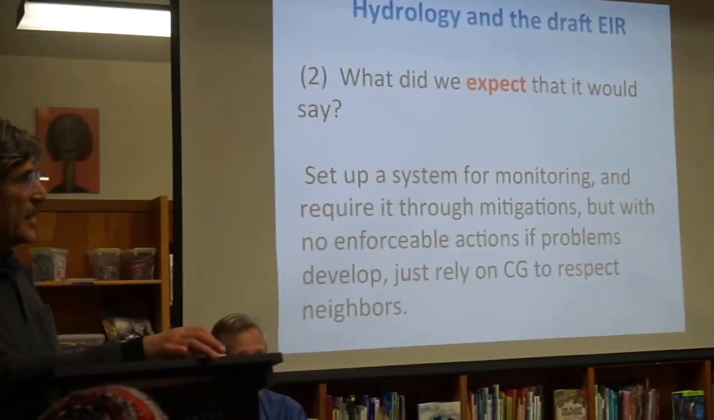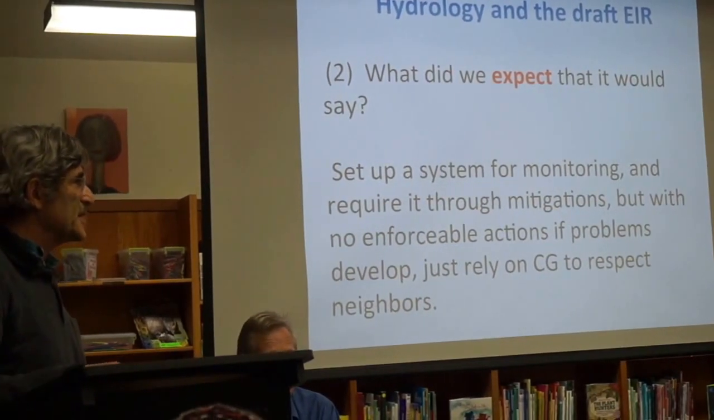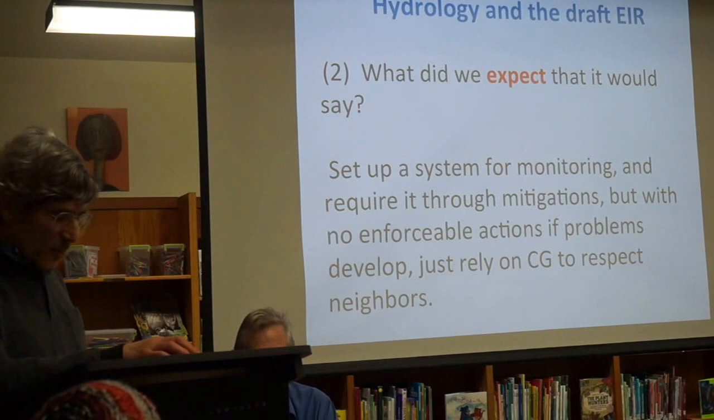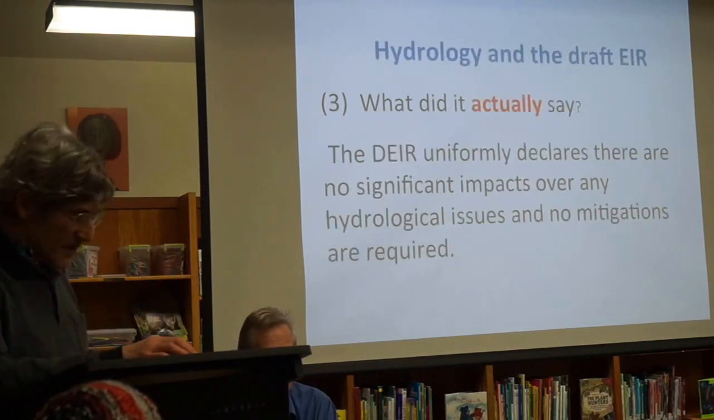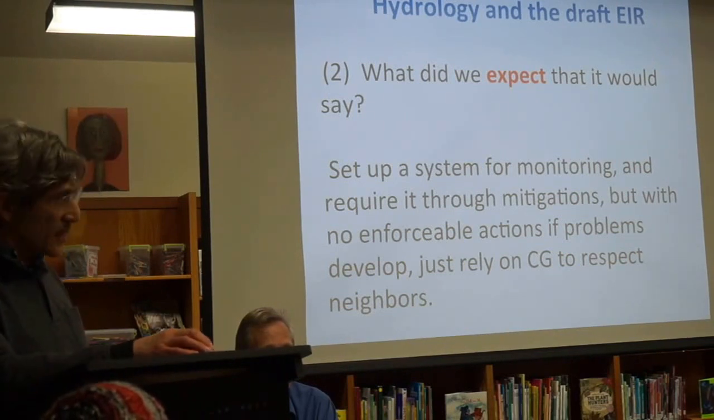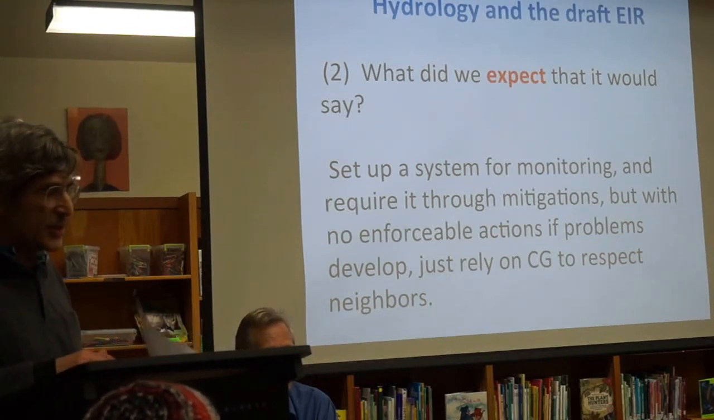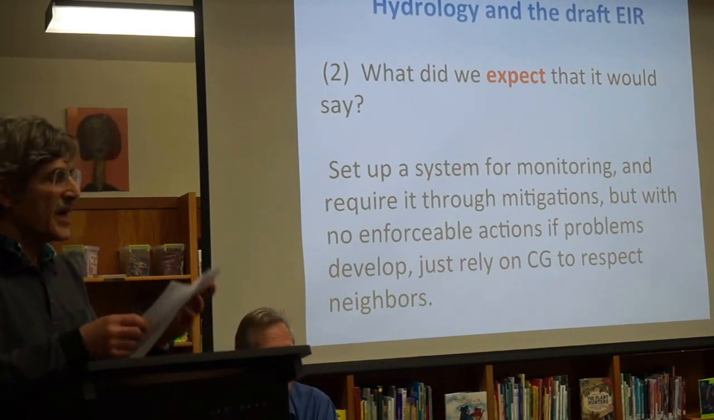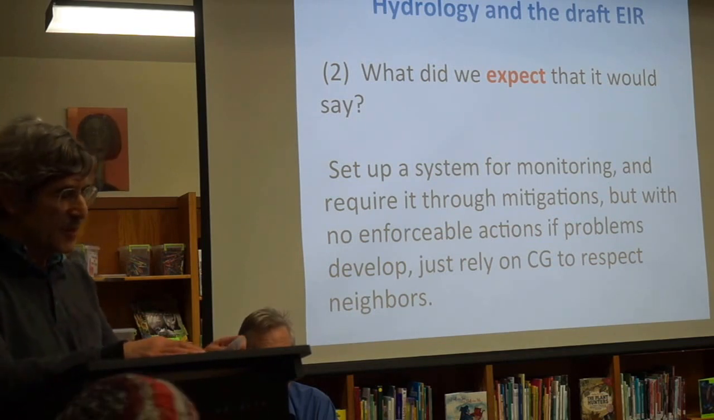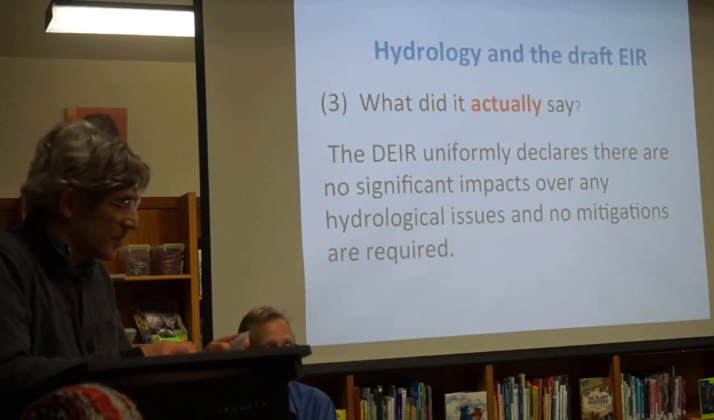What did we expect the DEIR to say? Because we didn't expect that we'd get what we hoped for. We expected that it would acknowledge the possibility of an impact, set up a system for monitoring, and require it through mitigations, but with no enforceable actions if problems develop, just public appeals to Crystal Geyser to respect the neighbors. It might recommend but not require further study of hydrological issues.